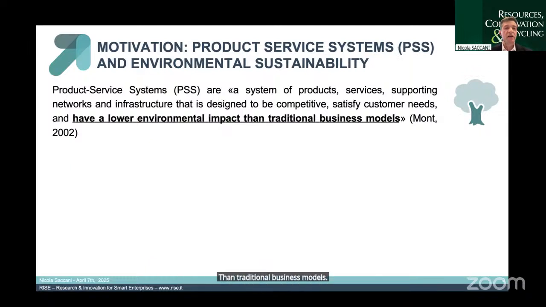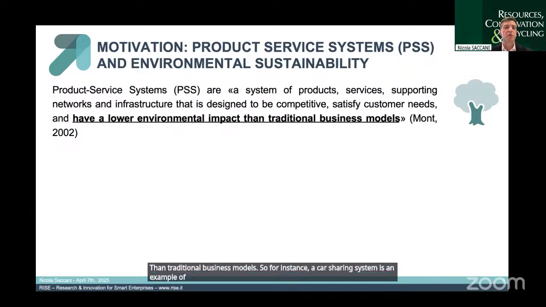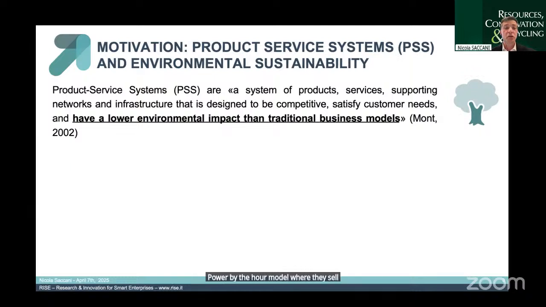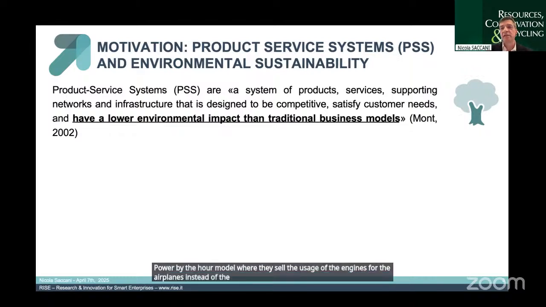So for instance, a car sharing system is an example of PSS, product service system, or the world famous Rolls-Royce power by the hour model, where they sell the usage of the engines for the airplanes instead of the engines themselves, is another, let me say, well known and much used example of PSS.